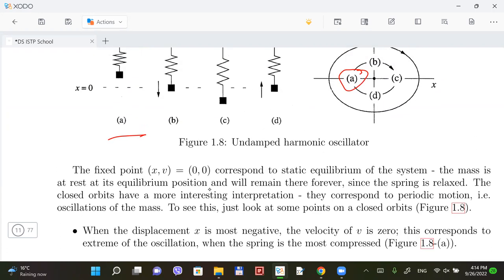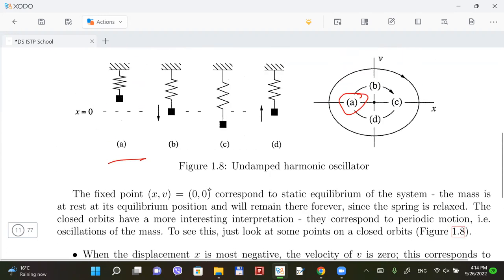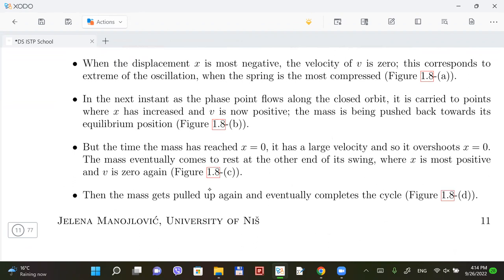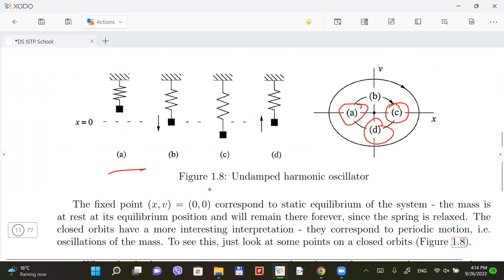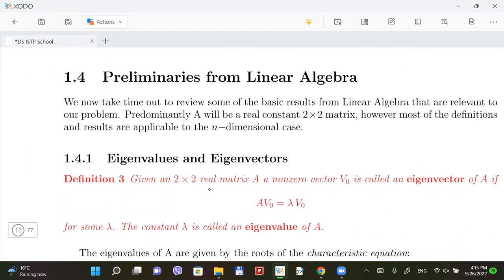So the mass is being pushed, and we are on the B axis at position B. At that time, the mass has reached x equal to zero, but at this point it has a large velocity. So it overshoots, and after some time we are at position C, where x is now positive. The spring is stretched down. Finally, the mass gets pulled up and eventually completes the circle, from C to D and from D to A, again going up. Okay.